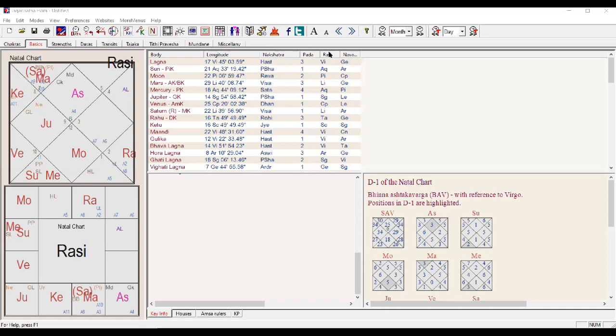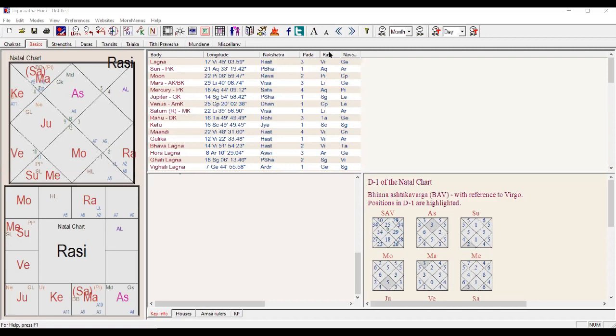See, for timing of event purpose, just consider retrograde as a more powerful planet. If any planet is showing any event and the planet is retrograde, it will become more prominent for that particular event. If it is negative, negative means more negative. Just double the energy. Let's think like this for now.